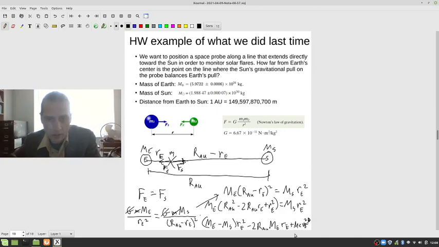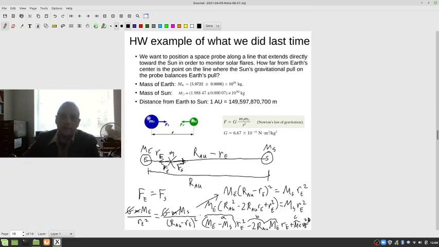So this is something where if I use this as my A, my B, and my C, I can use my quadratic formula and solve for RE. You know, it's a little tricky, but it's not too terrible.